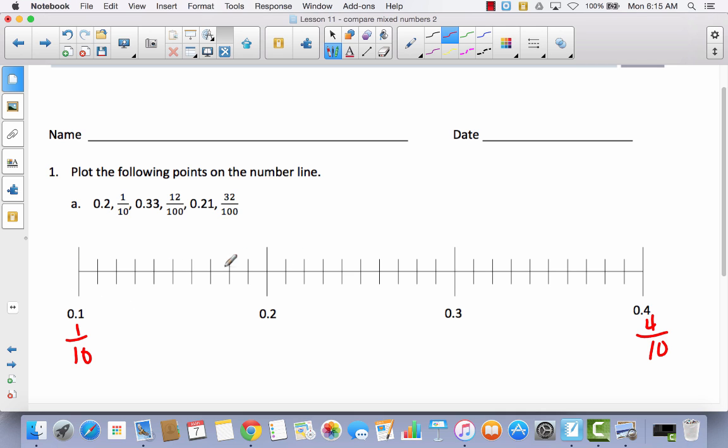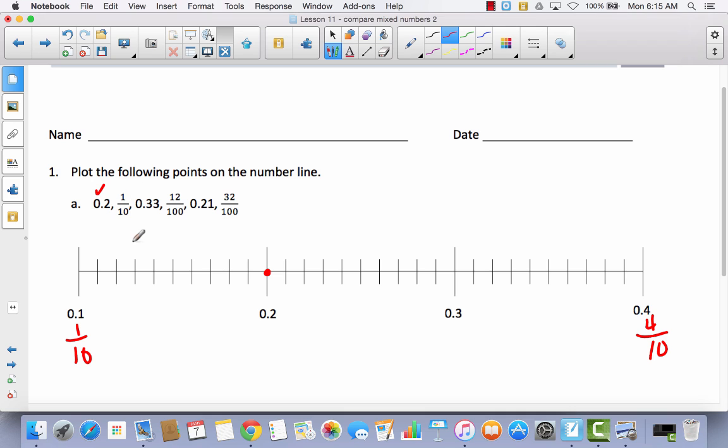If this whole is a tenth and it's divided into 10 parts, then each of these divisions or each of these tick marks would be hundredths. So that's going to make it a lot easier for us to plot these points. So let's start right here with 2/10. Well, 2/10 is already on the number line, so all we have to do is just mark it. I'm going to put a little check mark by that.